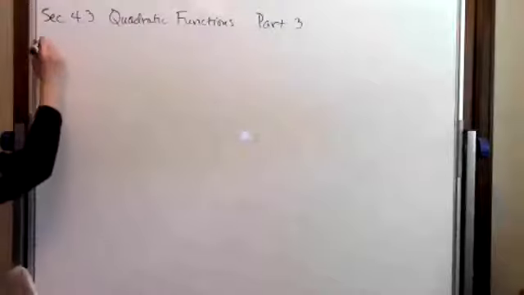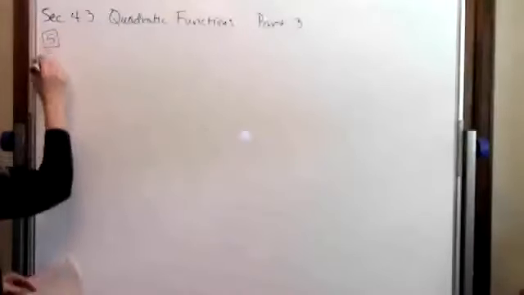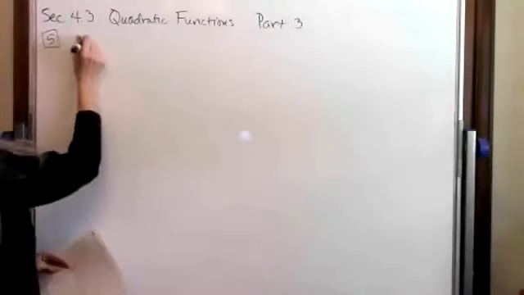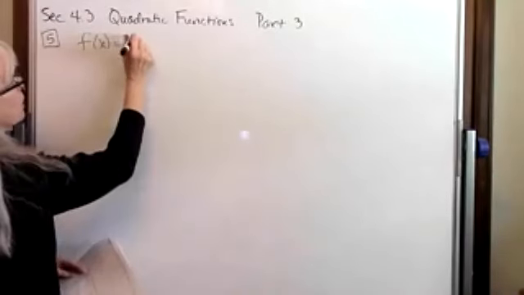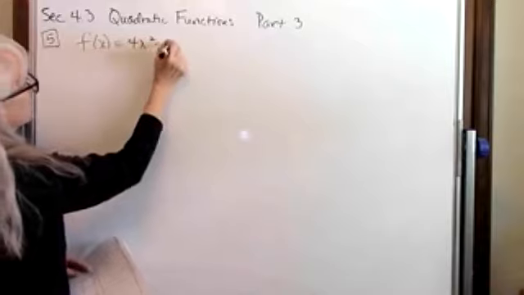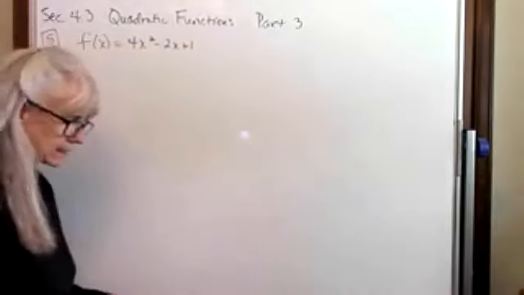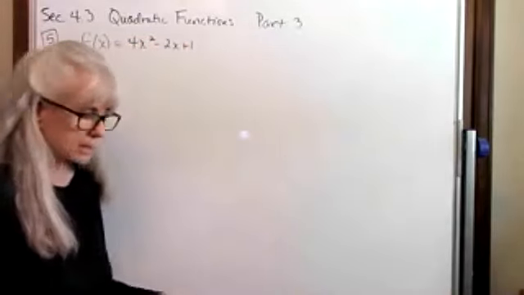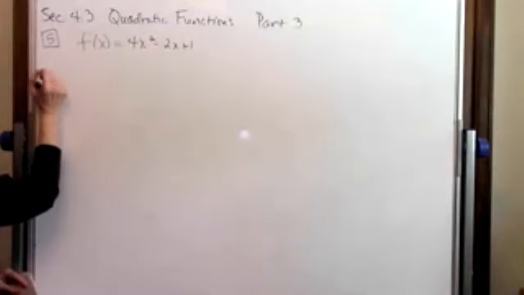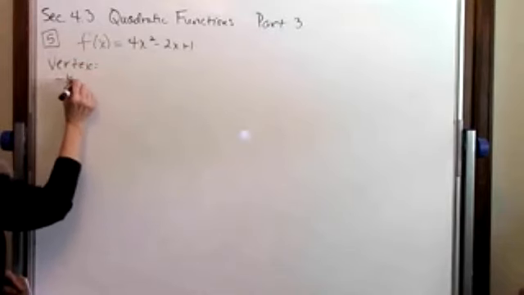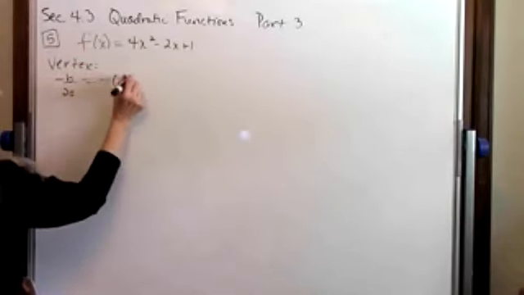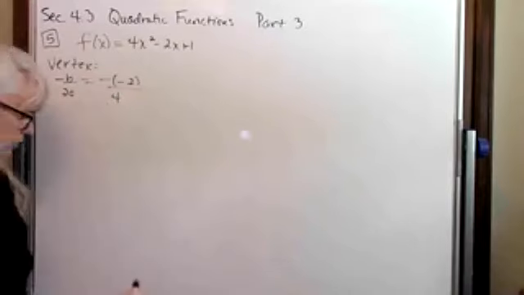So in example 5, let's graph another one with all those steps, just because we need more practice at it. This time our quadratic function is f of x equals 4x squared minus 2x plus 1. They're asking us the same exact steps as the previous example. So we're going to start off by finding the vertex. Again, we'll do our negative b over 2a. So that would be a negative of a negative 2 all over 2 times 4.